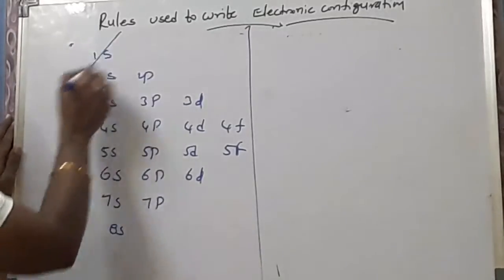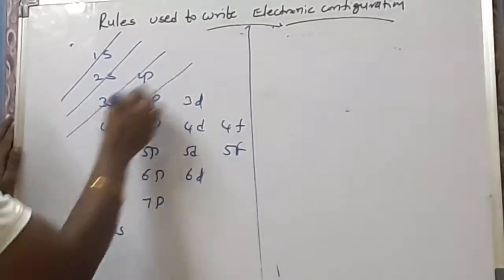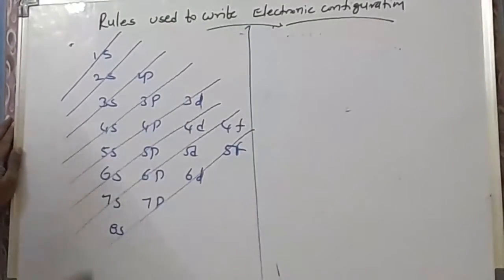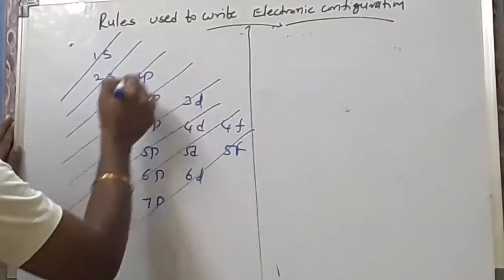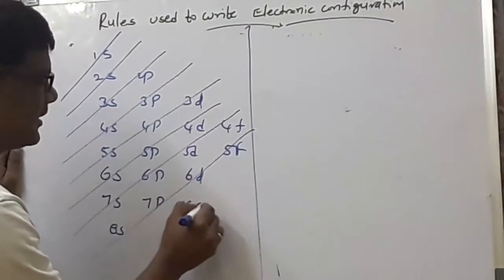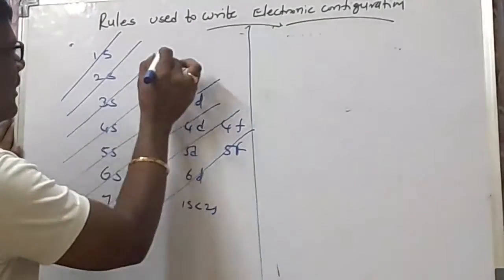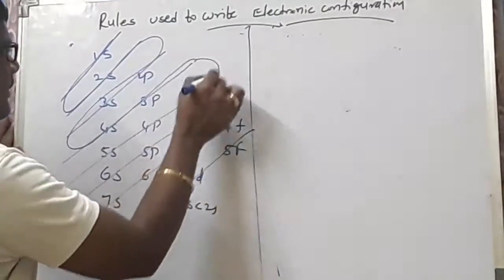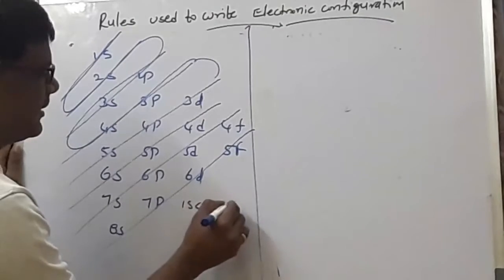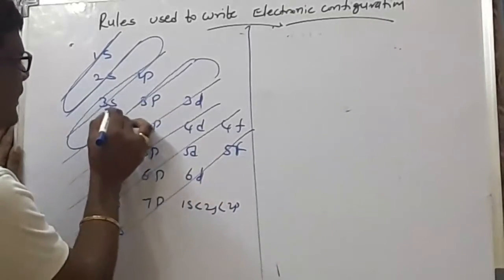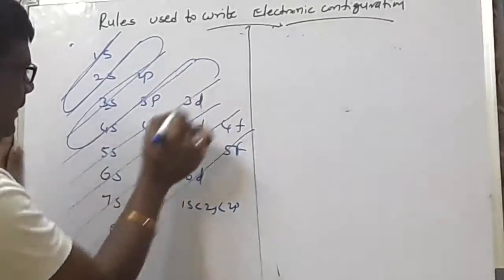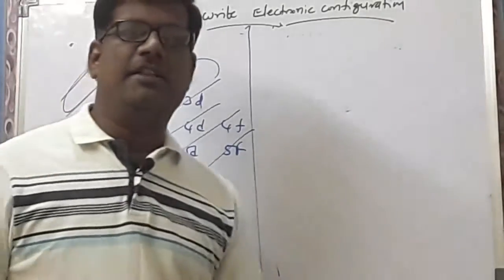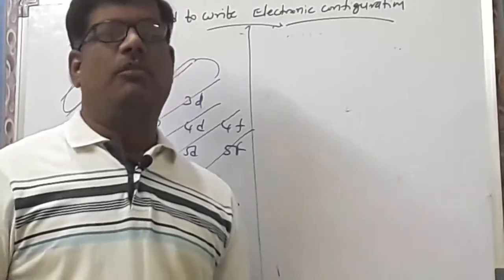Now I am drawing the arrows diagonally like this. You have to write from here, 1s, 2s, like this. So 1s will have less energy than the 2s. Then you come from here, like this. So 2s will have less energy than the 2p, and 2p will have less energy than the 3s. Then 3s, 4s, like this. You have to write the energies. The different energies can be calculated by using the diagram.